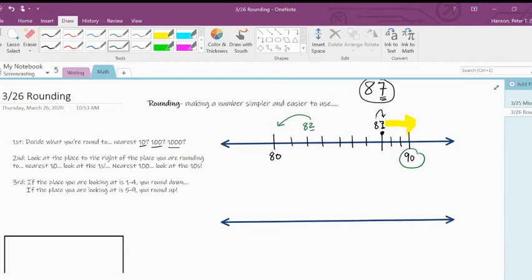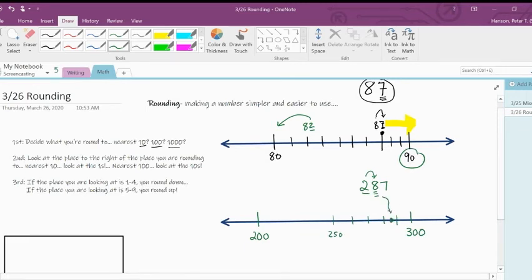Instead of 87, now let's make it 287. Again, same sort of idea. If I'm rounding to the nearest 100, I'm going to look at the tens place. The tens place here has an 8. So I'm going to think about what hundreds 287 is between. It's in the 200s, so I'll start at 200, and I know my next one up is 300 if I count up by hundreds. This would be about 250, 260, 270, 280, 290. So 287 is somewhere right around here.